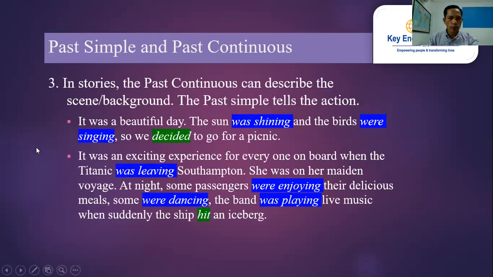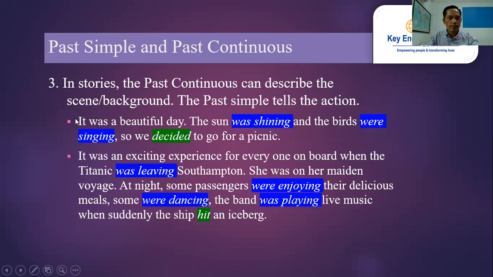Okay, this is important, especially when we talk about the past tenses in narrative. When you tell stories, we should make it interesting, right? We cannot just give facts. So the past continuous is used to describe the scene, that means the background or the setting. We use that kind of thing to make it more interesting, to make the readers engaged in the reading. But the past simple tells the action. The past simple tells what happened exactly.